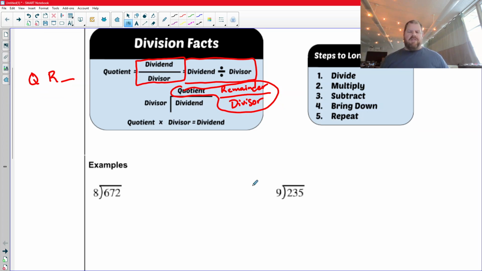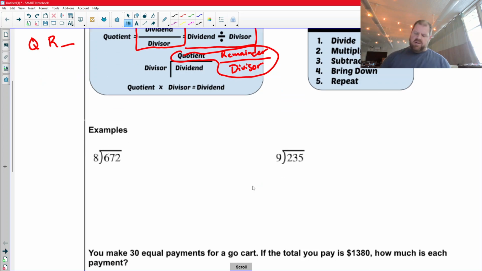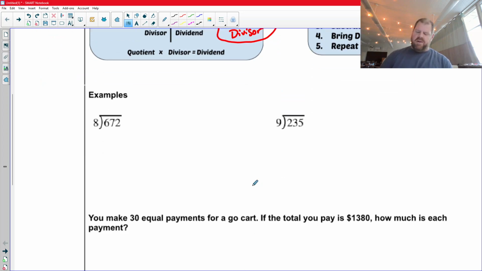There are typically 5 steps to long division. We divide, multiply, subtract, bring down, and repeat. I'm going to look at a different way to get that done. It helps out more people that struggle with the idea of long division. And so to get that done, we're going to take a look at our first example here.